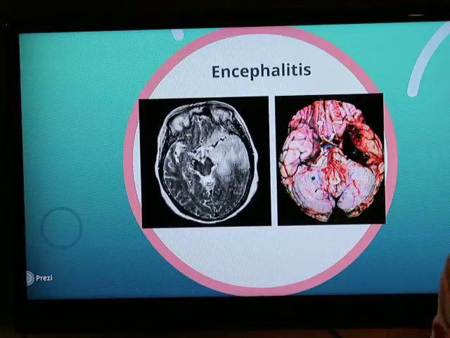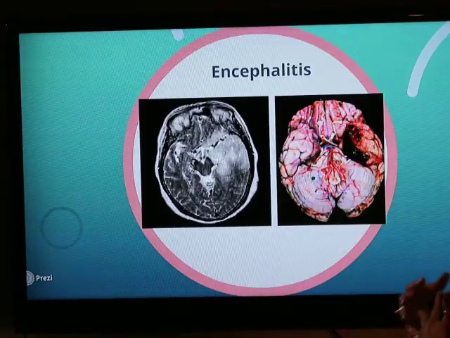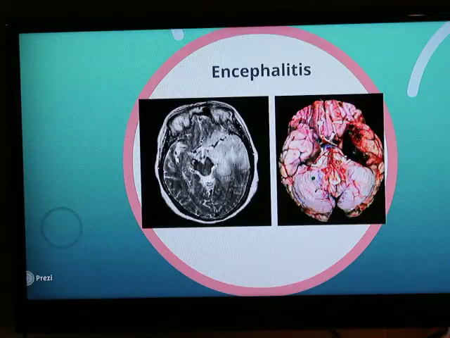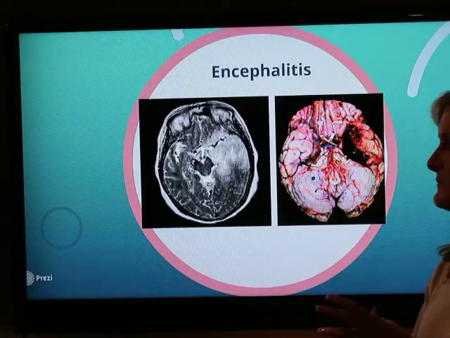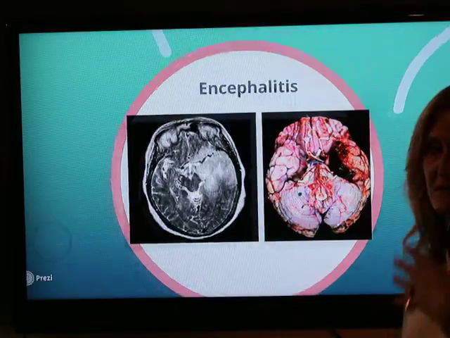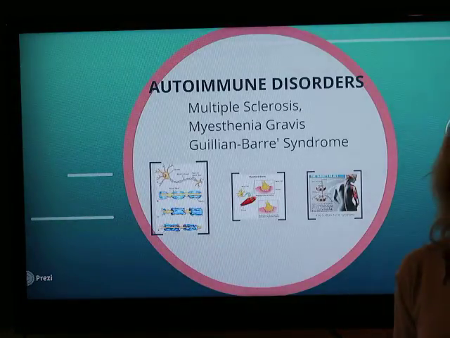Again, you want to identify it early, figure out the cause, treat the cause, and offer support, good fluids, pain management, things like that. So that's encephalitis. Now, you'll see encephalitis as a secondary thing from a lot of other diseases. So now let's talk about the autoimmune disorders.